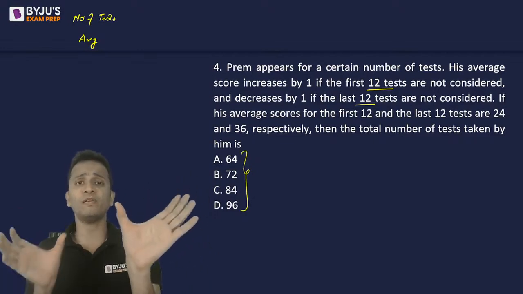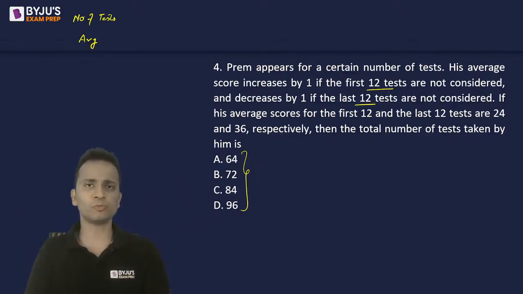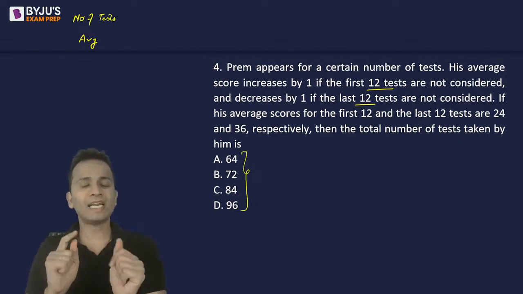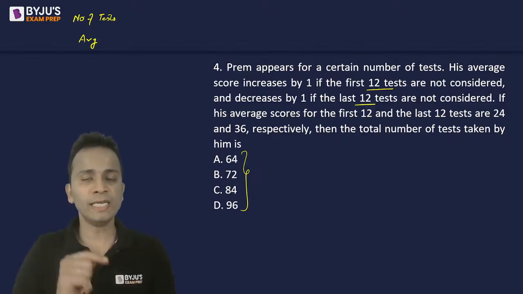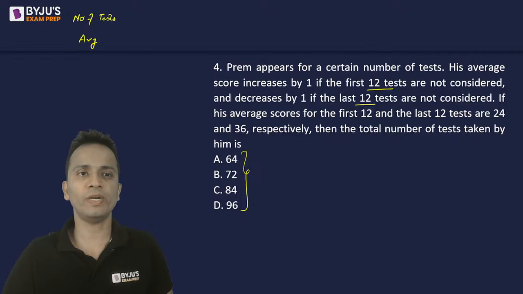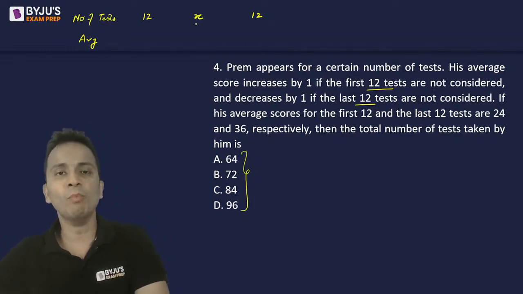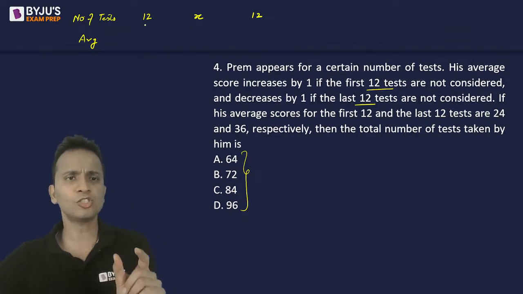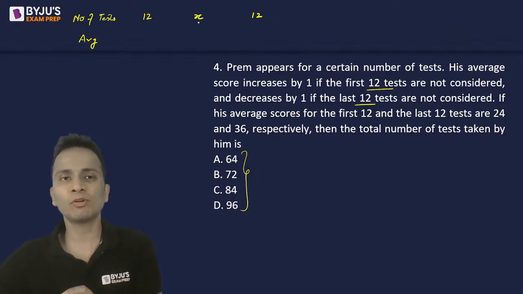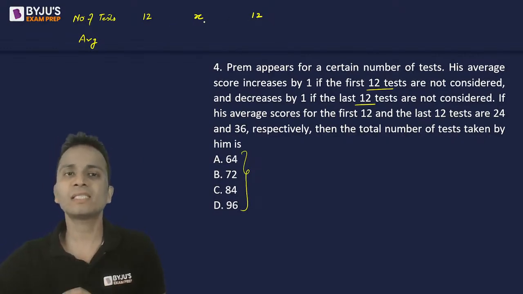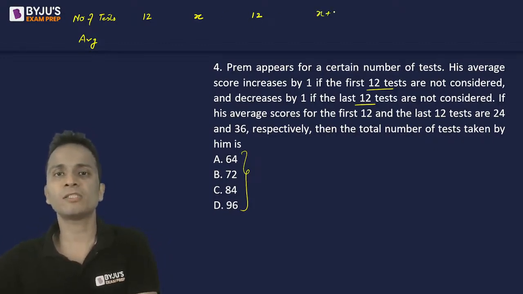It could also happen that, since we are talking about the first 12 and the last 12, there may be some overlap between them. But that is not the case, because in the options I can see all the options are more than 24. So the first 12 tests are different from the last 12, and in between, let's say there are X more tests. First 12 tests, then X tests, and then 12 tests. So the total number of tests will be 12 plus X plus 12, that is X plus 24. Total number of tests, I'll keep it separately.